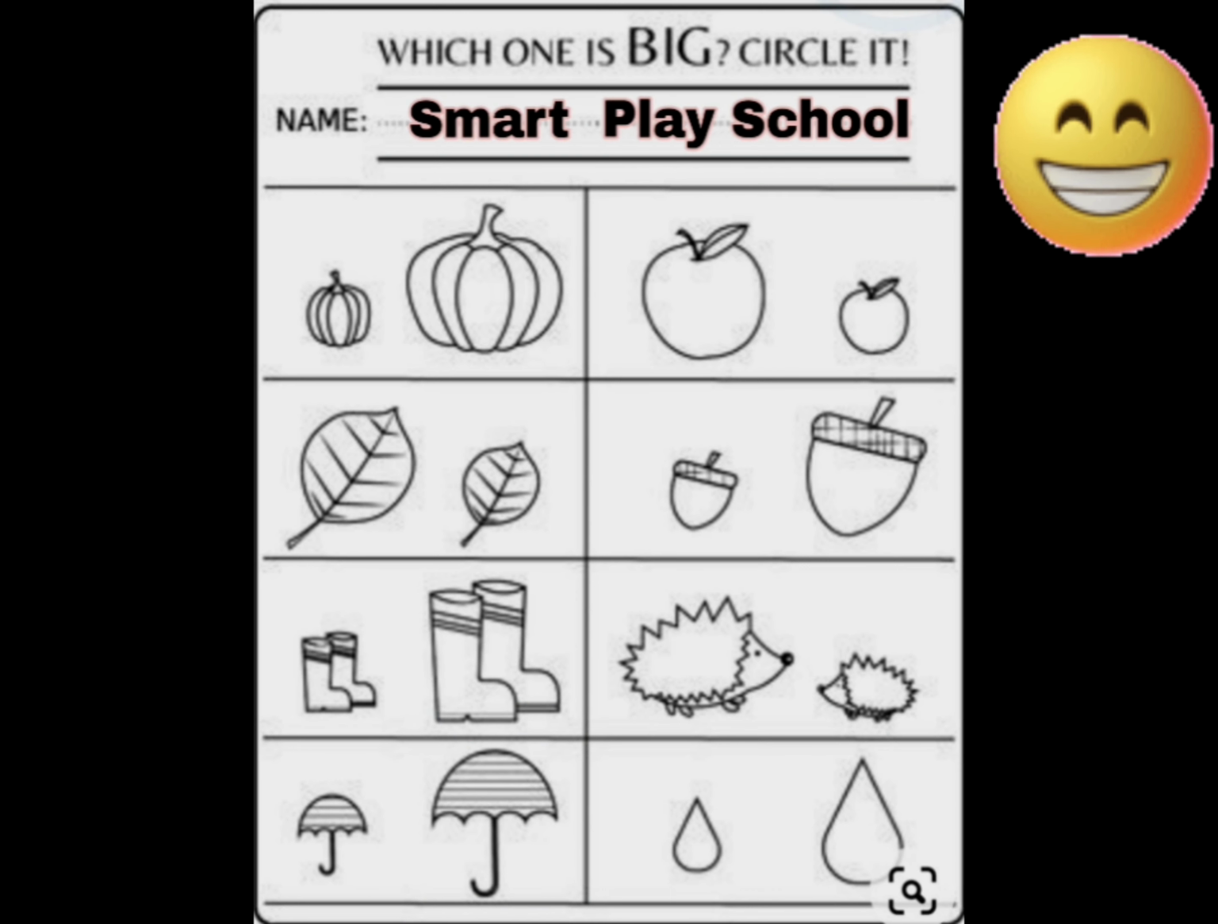In the eighth and last column, we have a picture of a drop. Tell me which one is big and which one is small? Yes, this one is big.